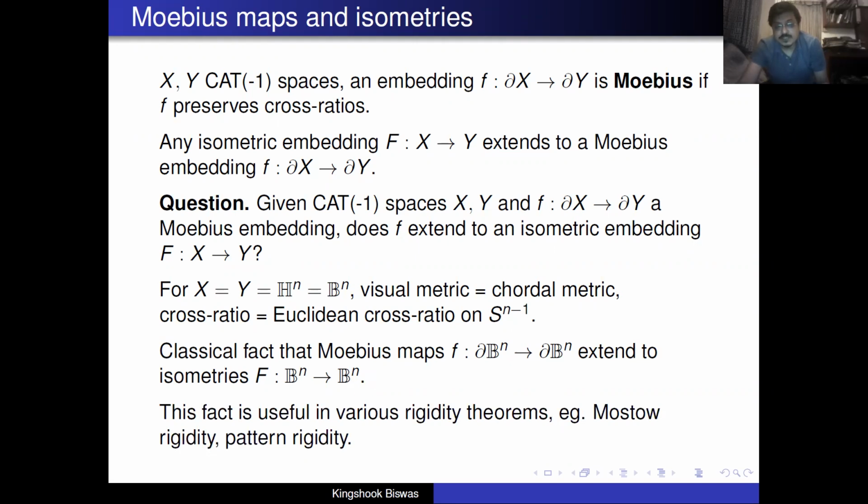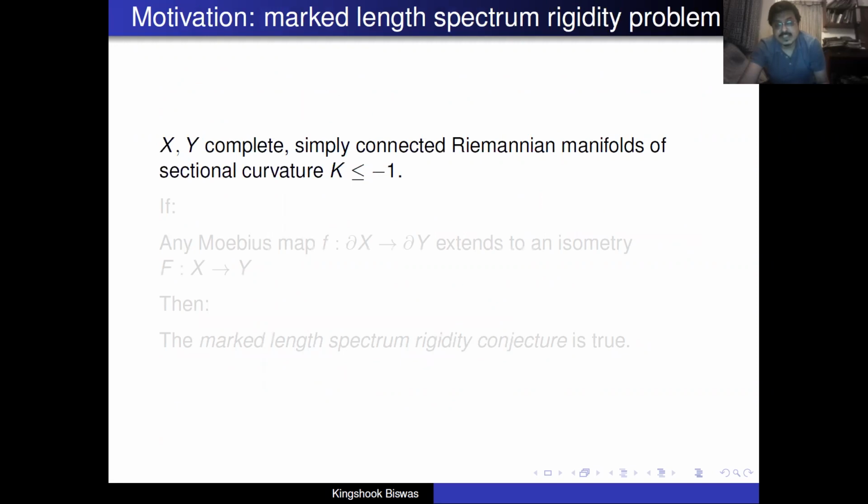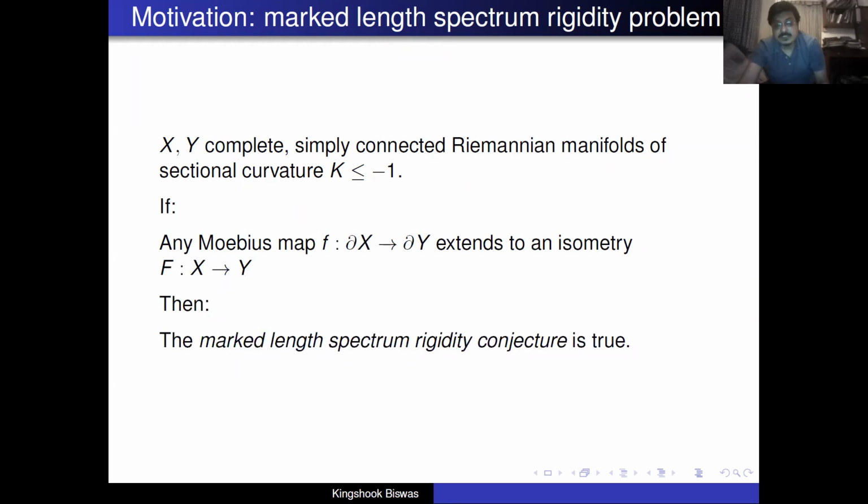But the main motivation for this problem of extending Moebius maps to isometries is the marked length spectrum rigidity problem. So suppose X, Y are complete simply connected Riemannian manifolds of sectional curvature bounded above by -1. So they're CAT(-1) spaces. So if any Moebius map from boundary X to boundary Y extends to an isometry F from X to Y, then the marked length spectrum rigidity conjecture is true. Okay, so a positive answer to this question of extending Moebius maps also gives a positive answer to the marked length spectrum problem. So I won't talk more about the marked length spectrum problem, but this is the main motivation for this problem.